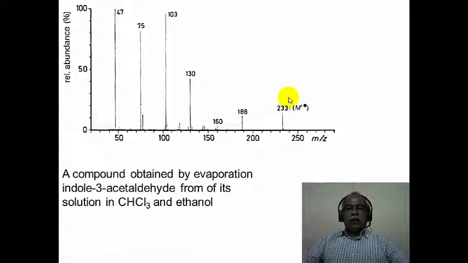Now I will leave you with two puzzles. You can try to solve this puzzle. We will consider the solutions for these puzzles in the next class. Indole is a heterocyclic system where a benzene is fused to a pyrrole system, and indole-3-acetaldehyde is what is given.